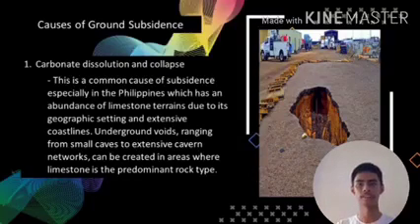Causes of ground subsidence. First, carbonate dissolution and collapse. This is a common cause of subsidence, especially in the Philippines, which has an abundance of limestone terrains due to its geographic setting and extensive coastlines. Underground voids, ranging from small caves to extensive cavern networks, can be created in areas where limestone is the predominant rock type, meaning carbonate dissolution occurs in places where there are carbonate rocks such as limestone, and this can lead to the occurrence of caves in the ground or even sinkholes.